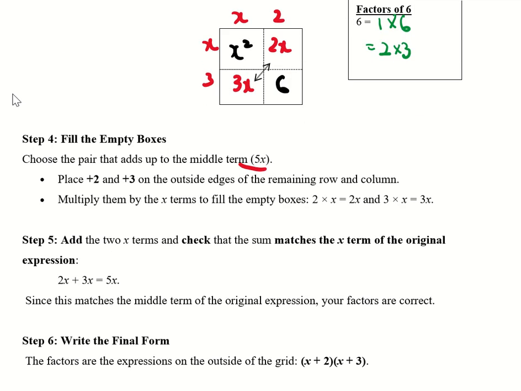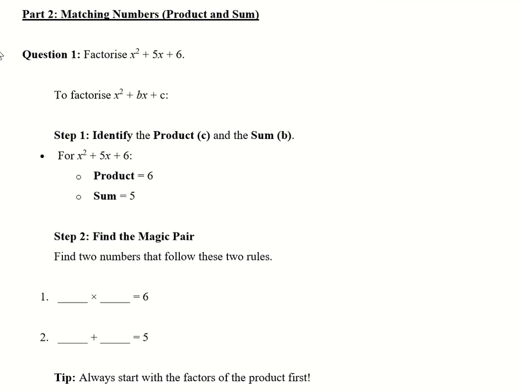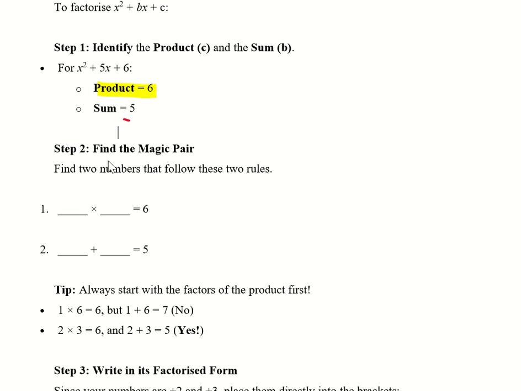So right now, I have to write my final answer in the factorized form. So this is a process, but let's go to a quicker way that just speeds up the whole process. This quicker way is that I want to identify the product, which equals c, the constant, and likewise I want to identify that the sum is equal to 5, which is the coefficient of x. So once I have this set of blank times blank equals 6 and blank plus blank equals 5, I want to find the magic number.